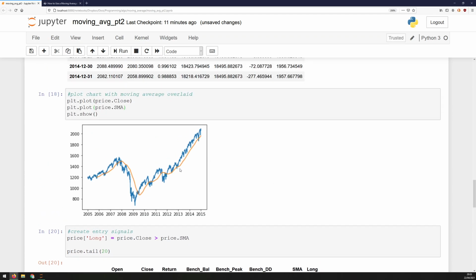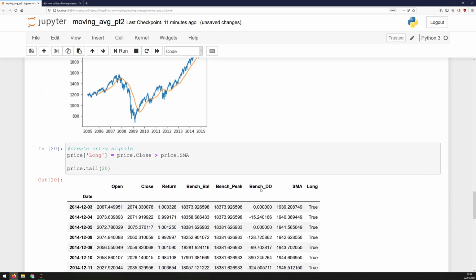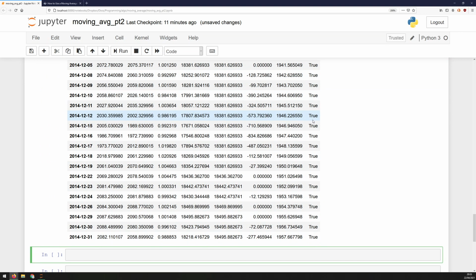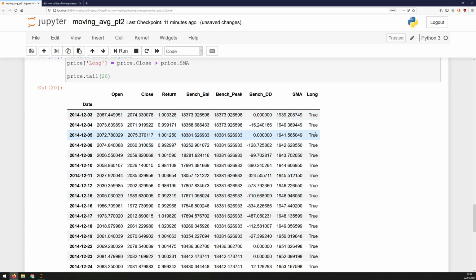So you can see for the majority of this, say from about 2012 on to 2015, the price is above the moving average. And that's reflected here because it's pretty much constantly long in the market. So the SMA is here, so that's my moving average, and then the close price is here. So you can see that it's well above the simple moving average. So of course, this is giving me a true value and it's going long.